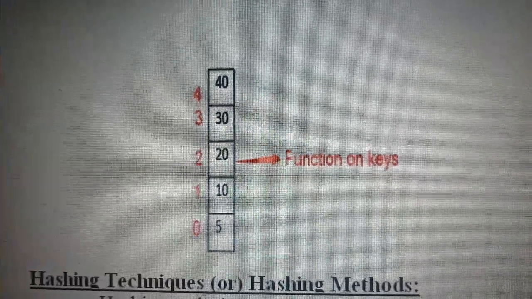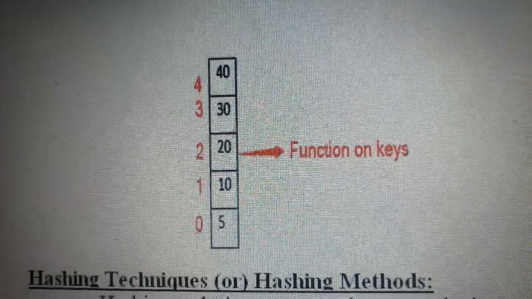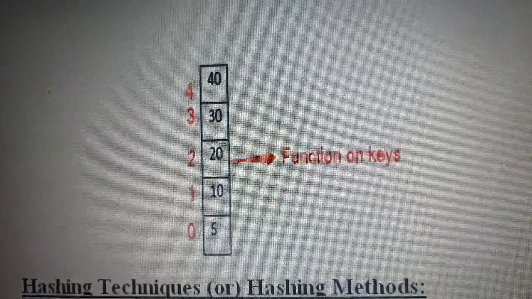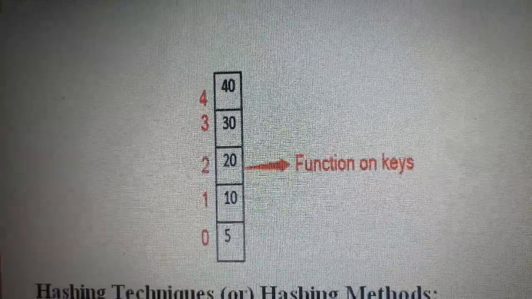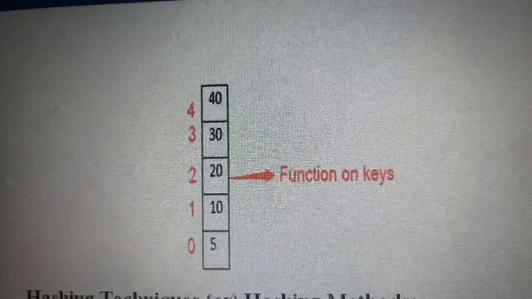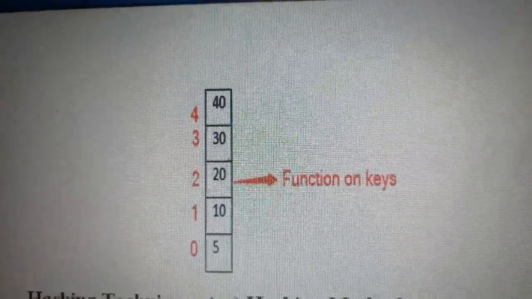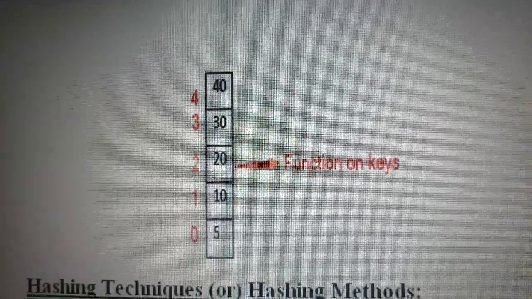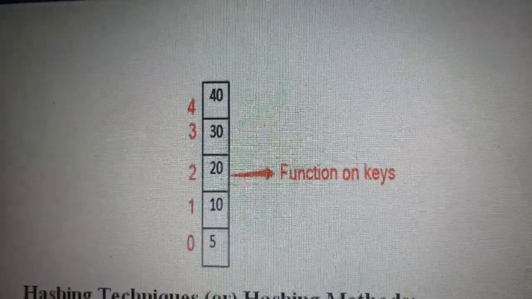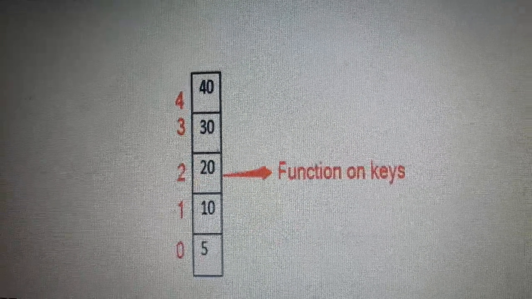How we create an array, in the same way we represent the hash table. But to store values in an array, we use a loop, for i equals 0, i less than 5, i plus plus, storing values in a of 0, a of 1, a of 2, like that. But with a hash table, we do not store values with a of 0, a of 1, a of 2.